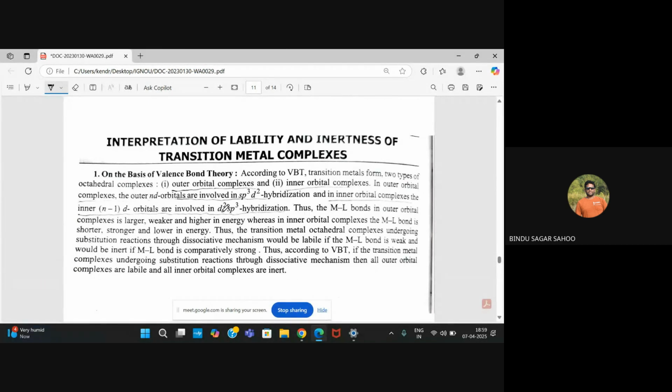Suppose we take the first row transition series, particularly a chromium complex. When we form a chromium hexaaqua complex, the d orbitals that participate in hybridization are the inner 3d orbitals. If you consider the second or third row transition series, you can utilize the outer d orbitals, like 4d and 5d. If the utilized d orbitals are the inner d orbitals, it is d2sp3. If they are the outer d orbitals, it is sp3d2.